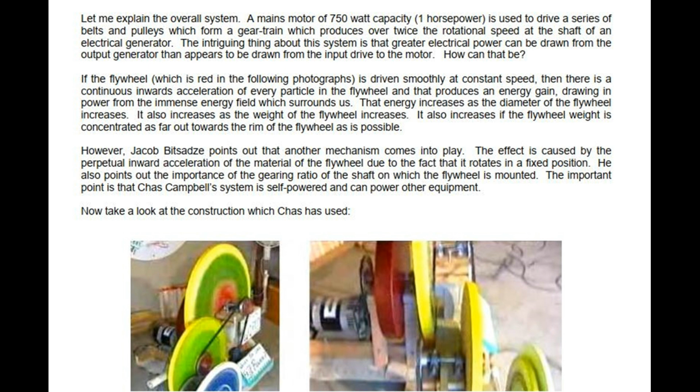The effect is caused by the perpetual inward acceleration of the material of the flywheel due to the fact that it rotates in a fixed position. He also points out the importance of the gearing ratio of the shaft on which the flywheel is mounted. The important point is that Chas Campbell's system is self-powered and can power other equipment.